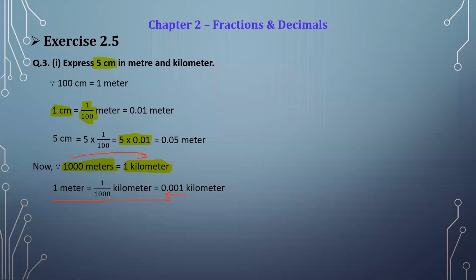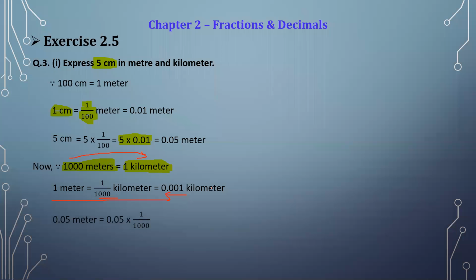So in 1000, 3 zeros are there. So that's why we have shifted the decimal point by 3 digits. So that's why we obtained the equation like this: 0.001 kilometer. So 1 meter is equal to 0.001 kilometer. So that is the conversion.